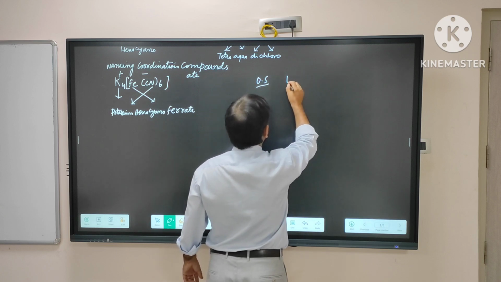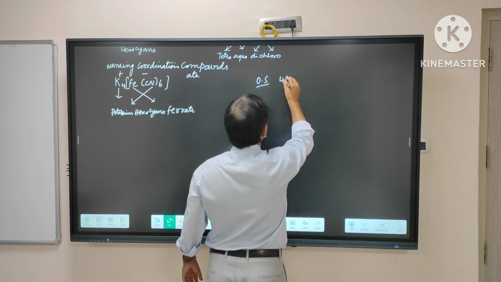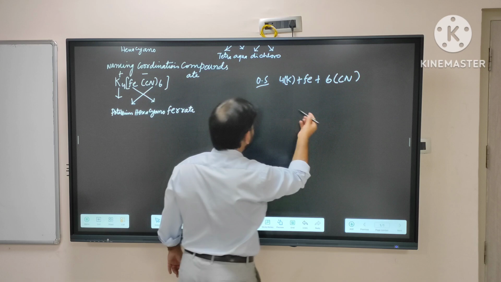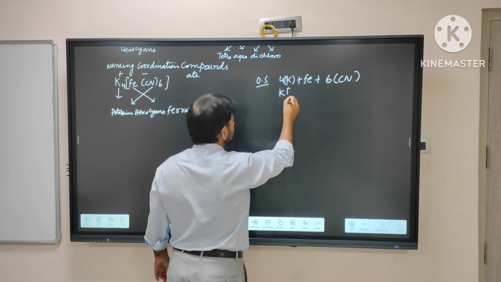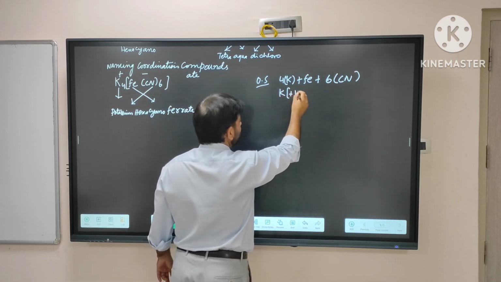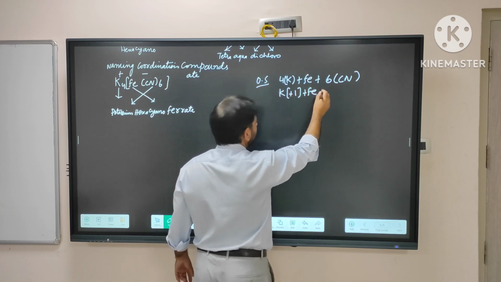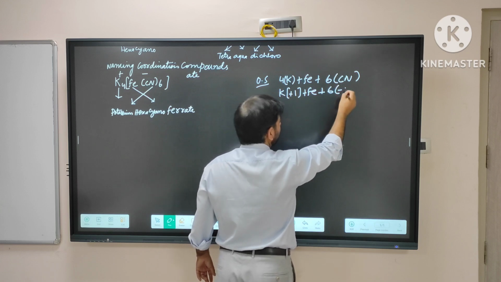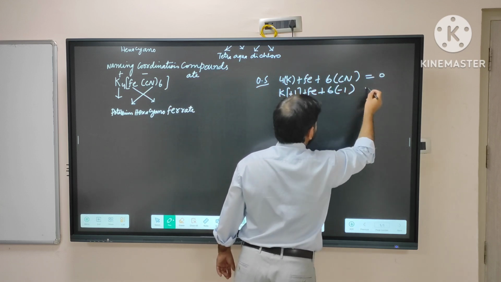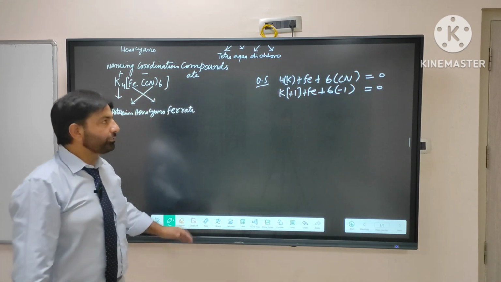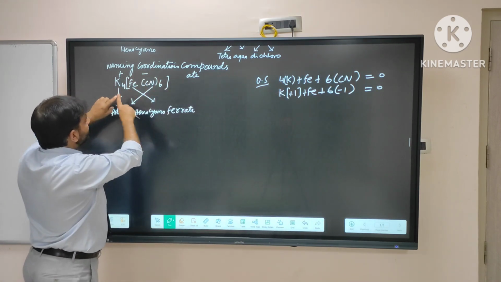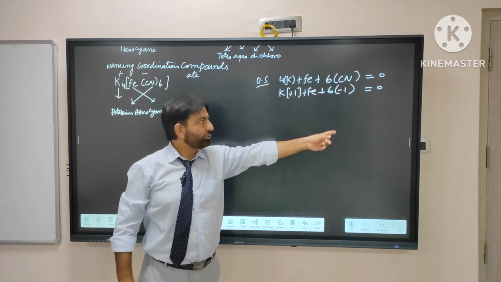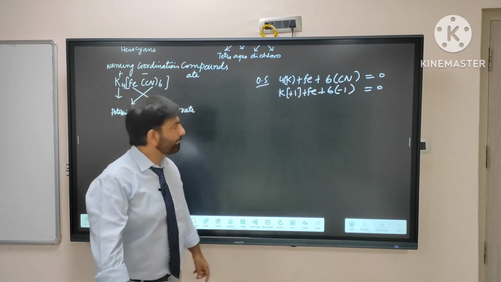So 4 potassium plus Fe plus 6 times CN. Now we know that the oxidation state of potassium is positive 1, Fe is unknown, and the oxidation state of CN is negative 1. So 6 times negative 1. We have to make it equal to 0, because overall this compound is neutral. So negative and positive cancel, so it is neutral. So we set its value equal to 0.